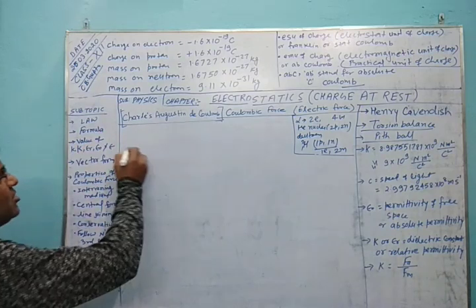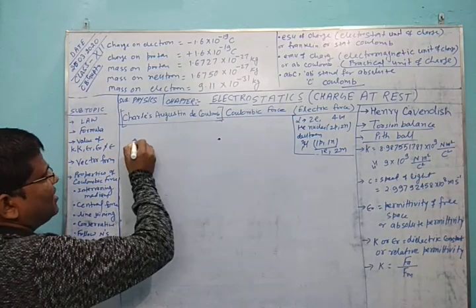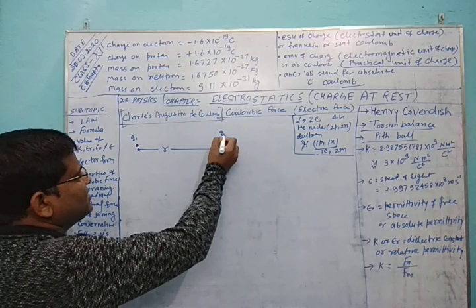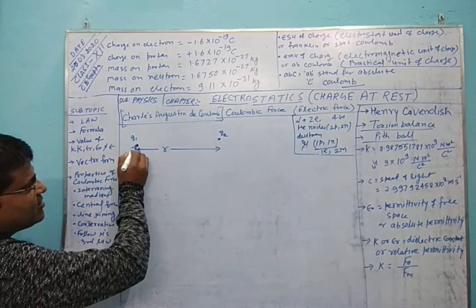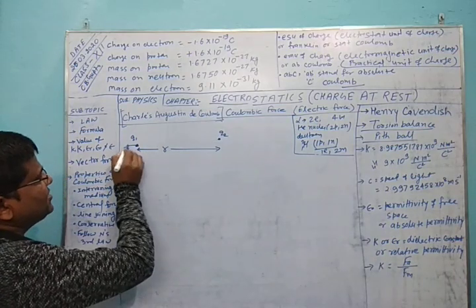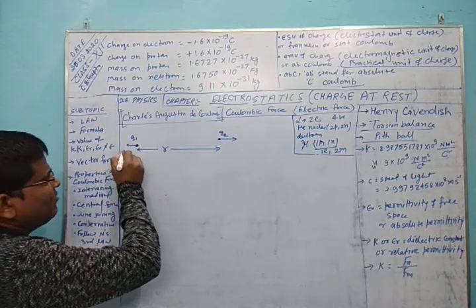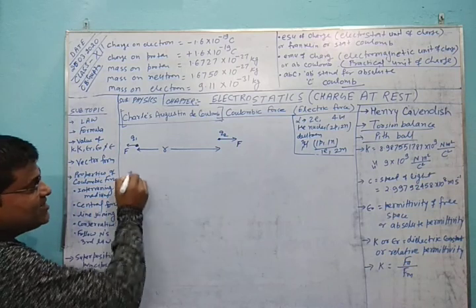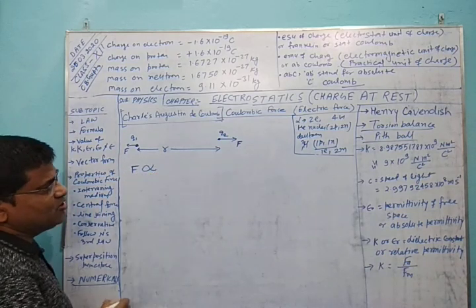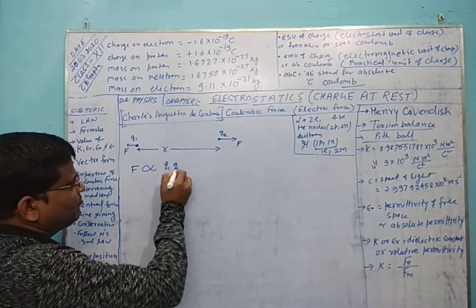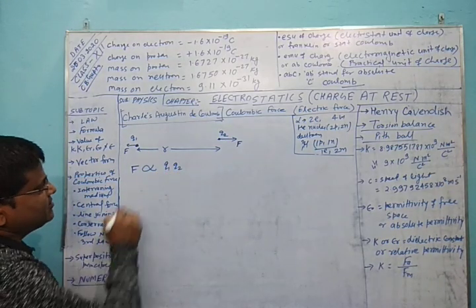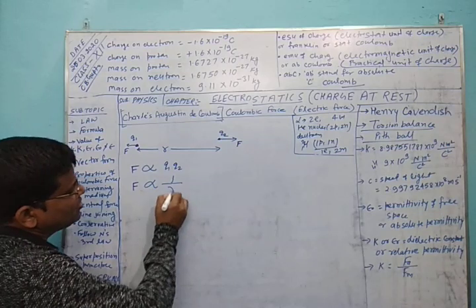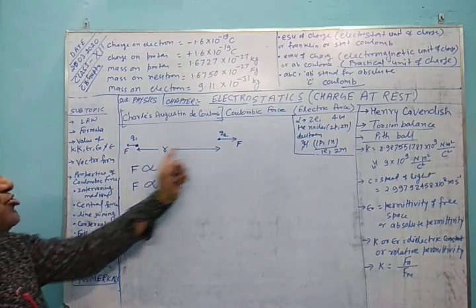And the law is, when two charged particles are kept at a distance r, one charge is Q1 and another charge is Q2, and when two positive charges are kept near each other, then a force acts on them. Equal force F is here also and F is here also. This F is directly proportional to the product of charges, and this force is also inversely proportional to the square of the distance between the two charged particles.